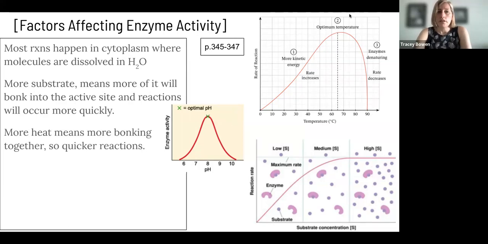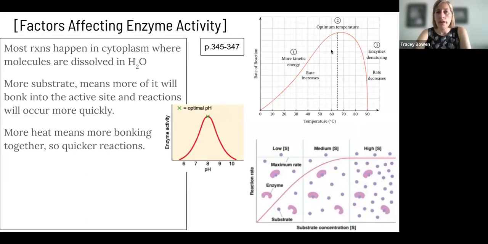More heat is going to mean more movement of the molecules, which is going to mean more bonking together. And so that will also increase the reaction. But at a certain point, the enzyme is going to reach an optimum temperature. And that's where maximum bonking together is happening, but the enzyme is still functioning.